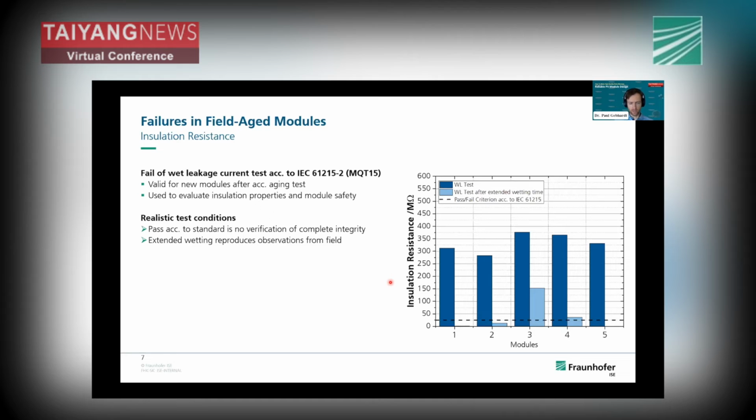And I have brought one example of 5 modules. According to the normal wet leakage test, according to standard, they showed insulation resistance around 300 mega ohms, but with a longer wetting time before the test, so immersing the modules in water before measuring the insulation between cell circuit and ground potential, this led to a strong decrease of the values of the insulation resistance, and this was actually more representative of the findings in the field.